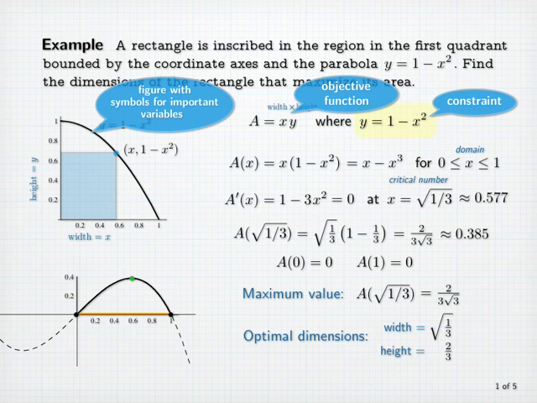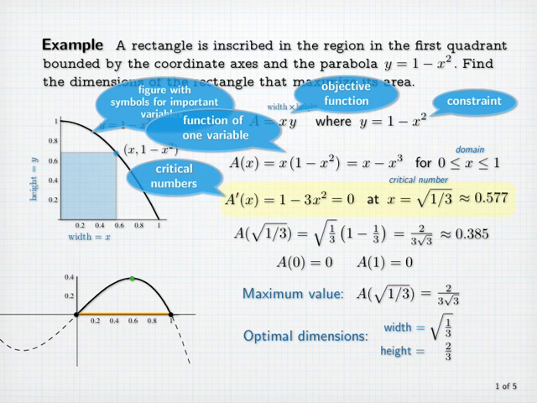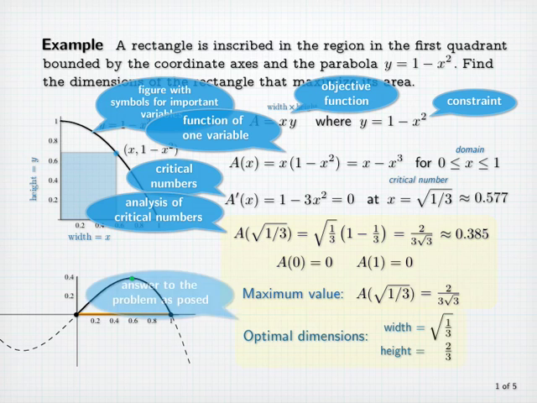The constraint provided a relationship between the two variables that allowed us to then express the objective function in terms of just one variable. We then computed the derivative of that function and solved for its critical numbers. Next, we did an analysis of the critical number to determine whether our function attained a maximum there. Since the domain was a closed bounded interval, we simply compared the value of the function at the critical number and the endpoint values. Finally, we stated an answer to the problem as posed. We will see that these are common elements in the solution of many optimization problems.